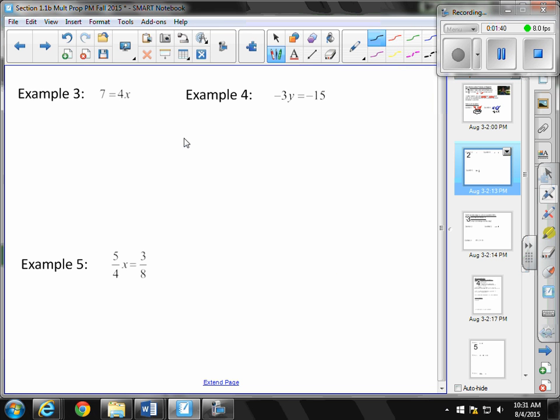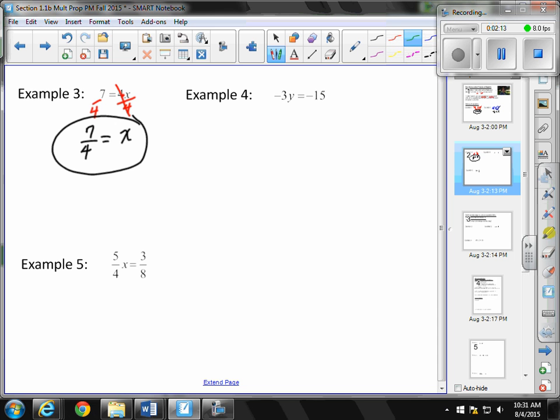In example number 3, we have 7 equals 4x. Remember, 4x means 4 times x. So in this example, we want to divide both sides of our equation by 4. 4 divided by 4 is 1. So we're left with 7/4 equals x. Fractions are perfectly fine to have in your answers. In MyLabs Plus, the only time you do a decimal is when there's a decimal in the original problem.